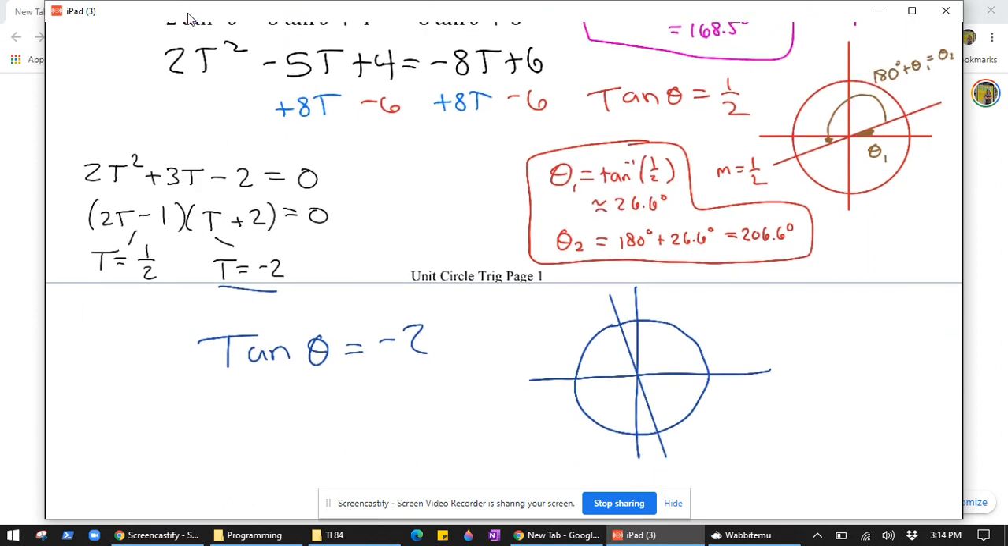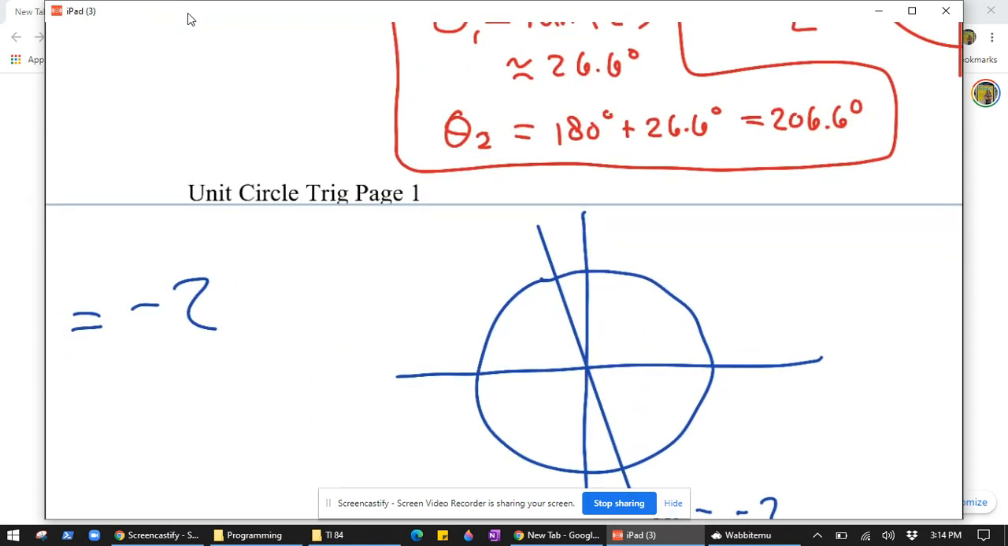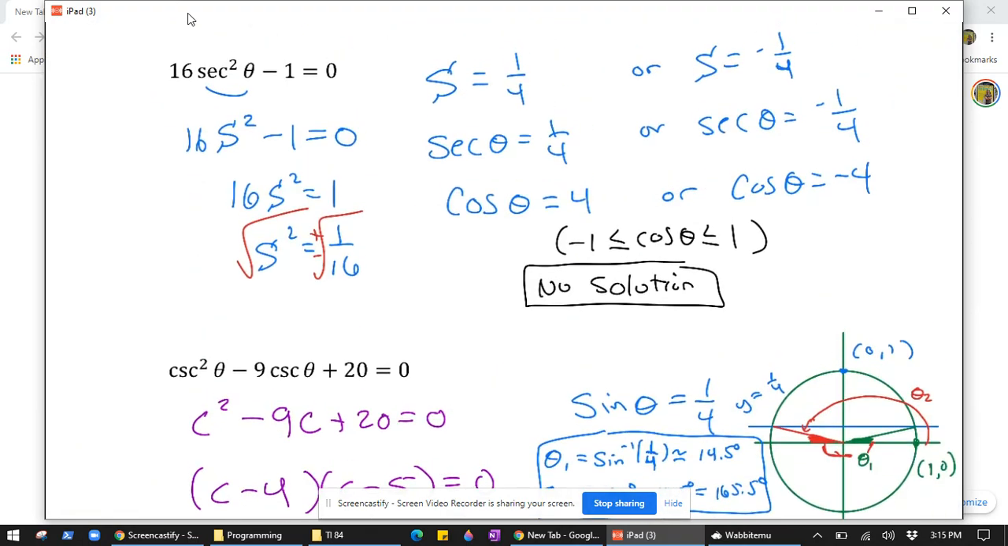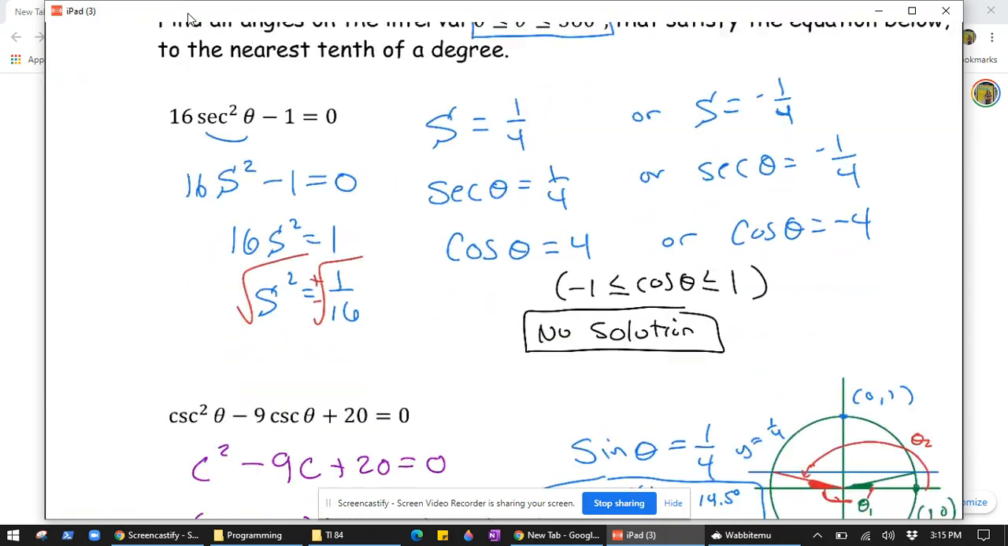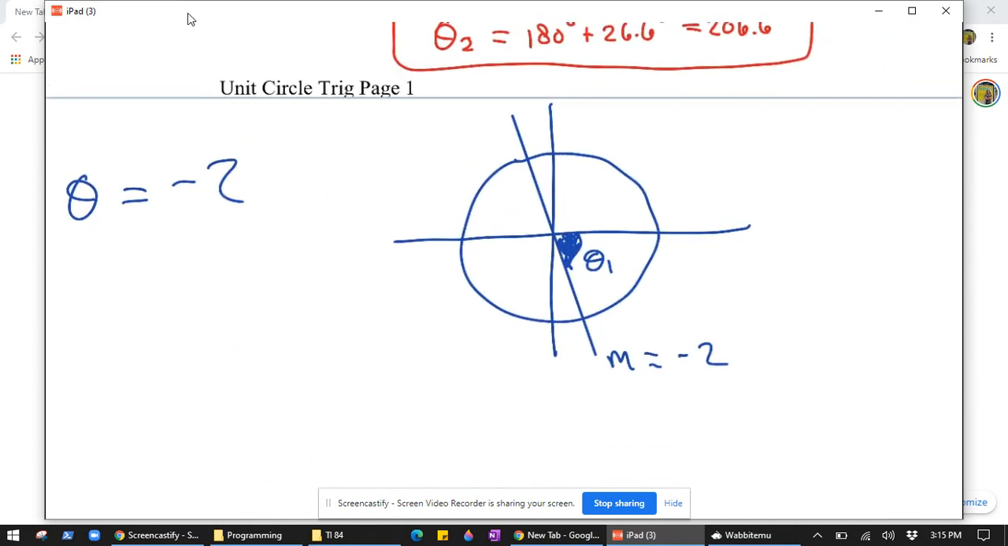Okay, so that's -2. When we do tan inverse, the angle we're going to get is this angle here. That angle there is going to be θ1. The problem with that is it's a negative angle in our answer. If you look back, we were instructed to find angles between 0 and 360. So I'll have to do a little adjustment there. Once we get that answer, we're going to add 180 to it, so θ1 plus 180 degrees is going to give us our second answer.